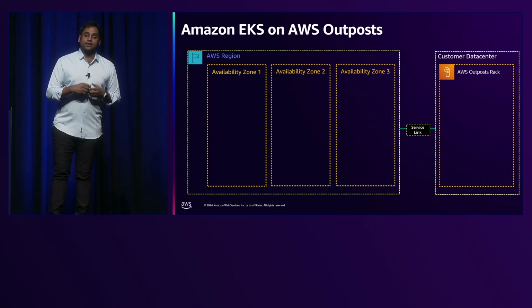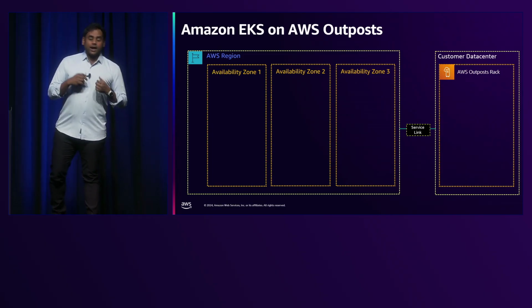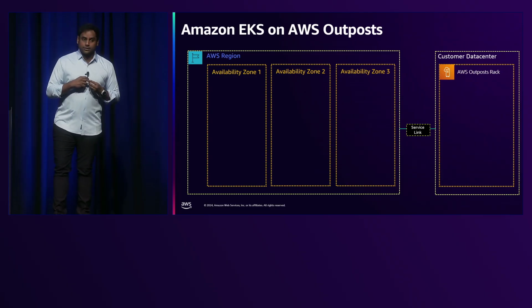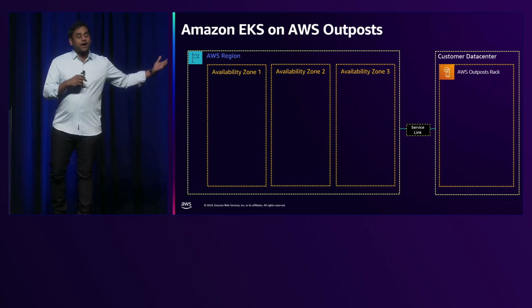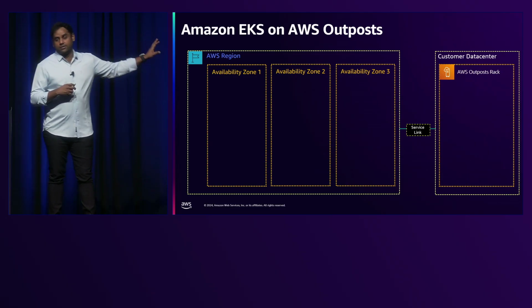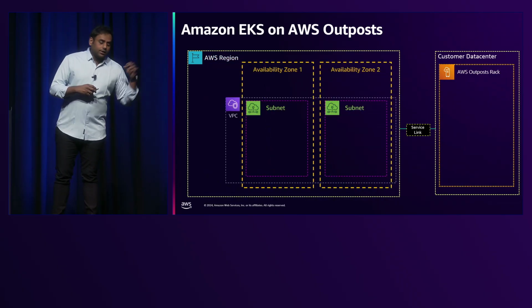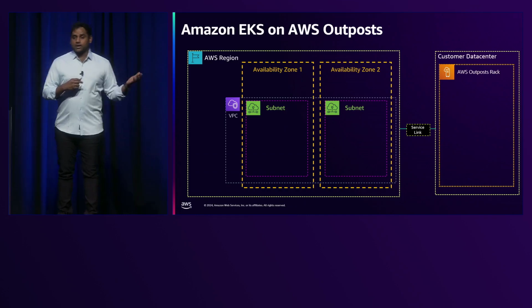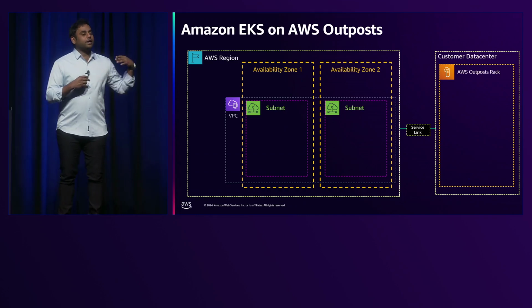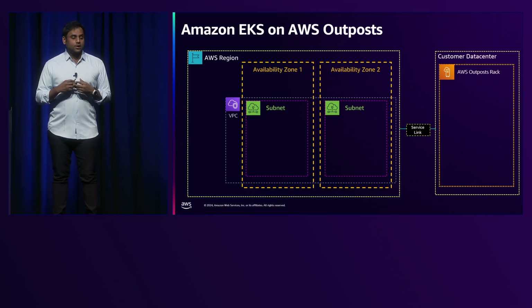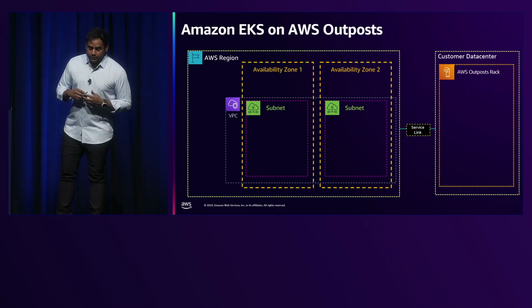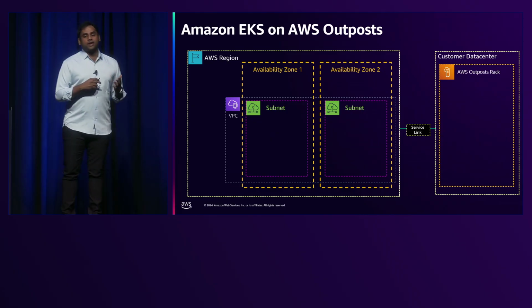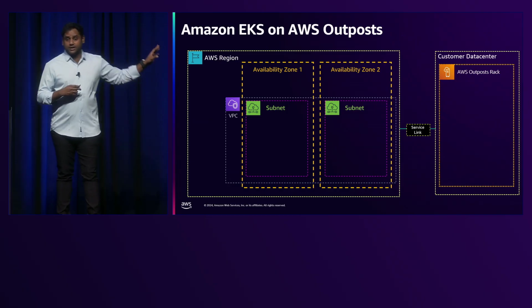And service link in turn uses a direct connect service that is offered by AWS, and this connectivity provides high throughput, secure connectivity back to the region from your Outpost environment. Then customers can create the VPC, the networking. When it comes to networking, the networks are created in a similar fashion to what they do today with the region-based approach. They can create a VPC with multiple subnets spanning across multiple availability zones within the region.